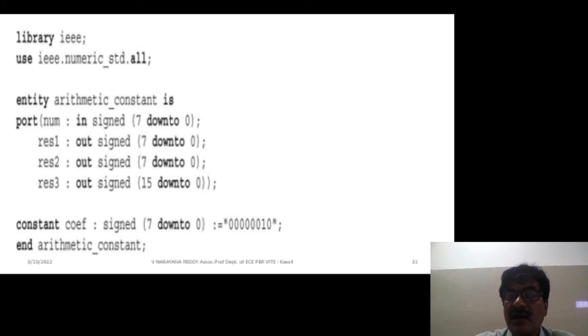What is the initial data? 0 0 0 0 0 0 1 0. That means the decimal equivalent is 2. So that is the initial data assigned to this constant. Then end architecture and entity name. So 4 signal ports, 1 input port and 3 output ports are declared here, and one constant declaration is shown in this entity declaration.